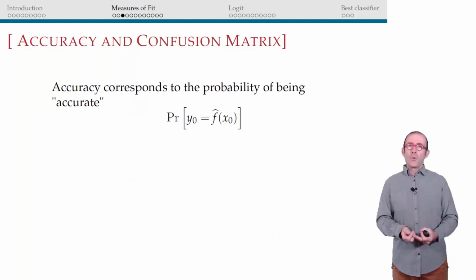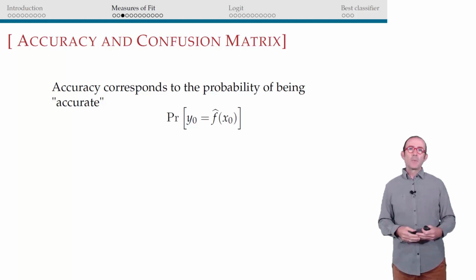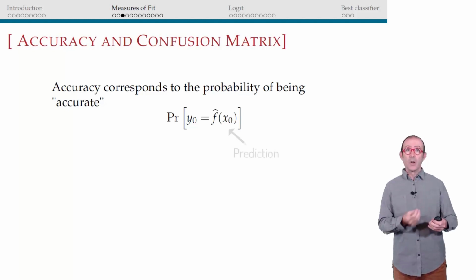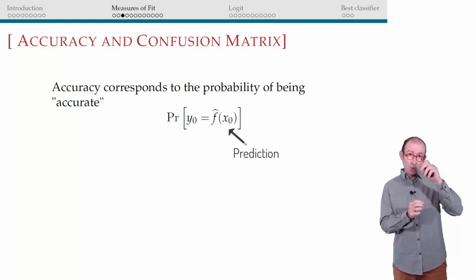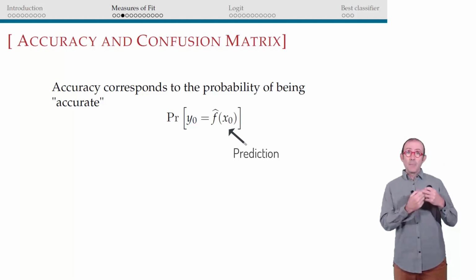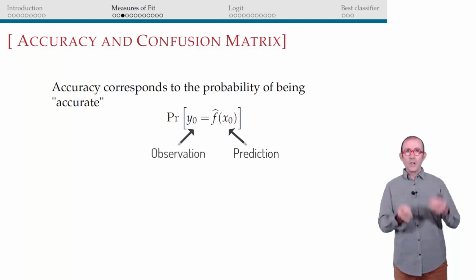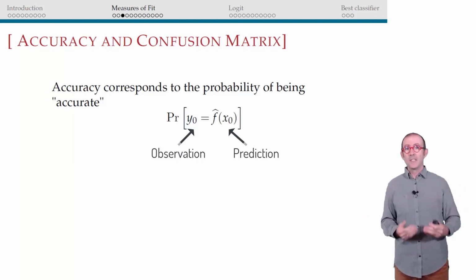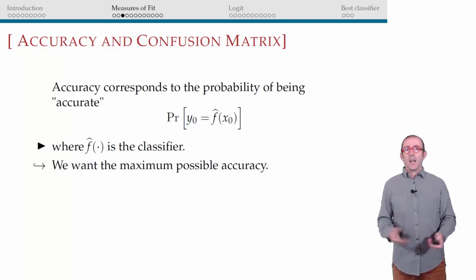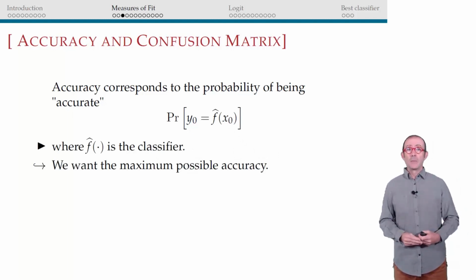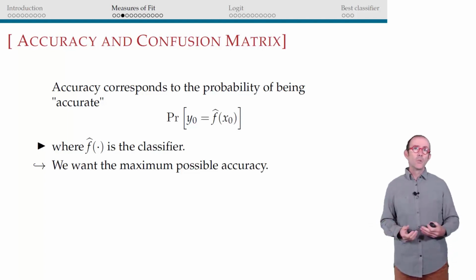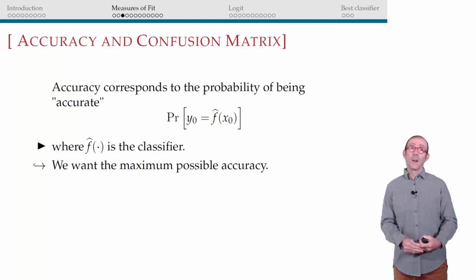So maybe the most straightforward one is accuracy. Accuracy corresponds to the probability of being accurate, of being true. That is the probability that what you predict, the f hat of x0, remember that when we put a hat, it means prediction, so what I predict with my classifier f is exactly what I have observed. So y0 equals my prediction, and the probability of that corresponds to being accurate. If the probability is high, I am very accurate. If it's low, I'm not so accurate. We, of course, want the maximum possible accuracy. So computing this probability could be a good way of knowing whether our classifier is accurate or not.